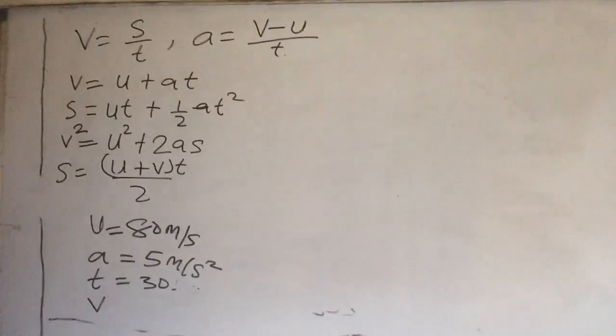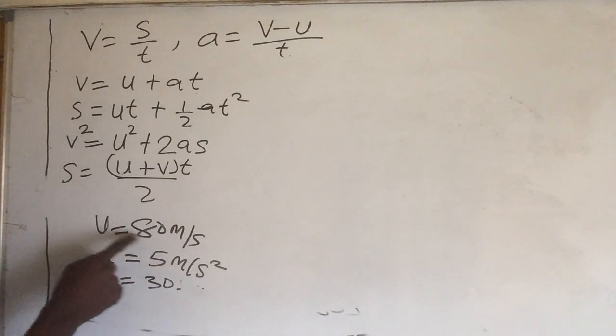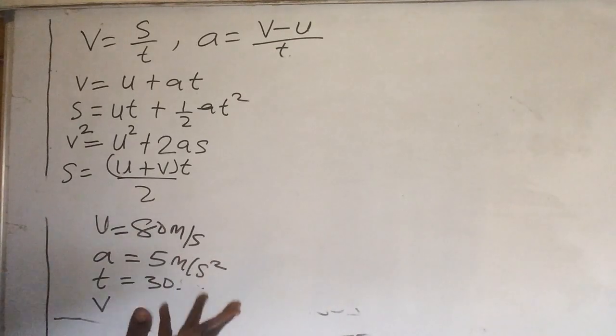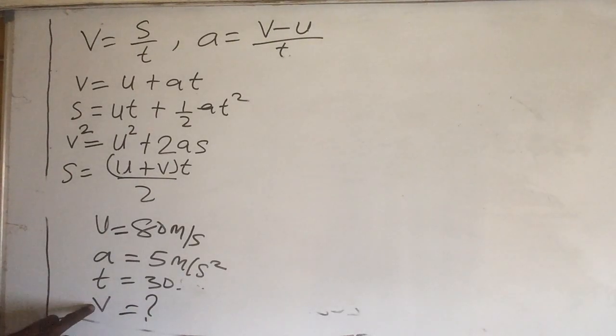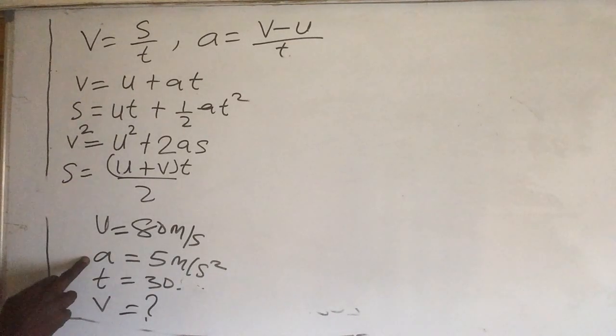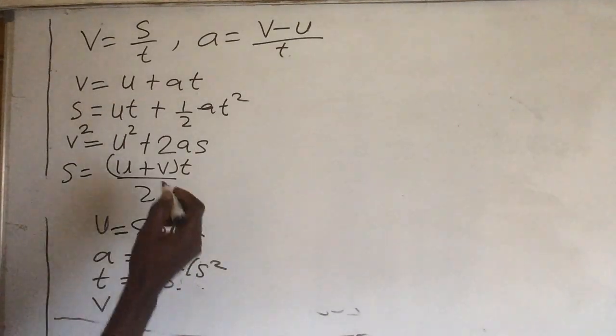Now coming to this place, you can see the given. They gave us 80, that's the initial velocity. The car was moving with an acceleration of 5 meters per second square. And they say you should calculate the V, that is the final velocity, when the time is 30. So which formula do we use now? U is here, A is here, T is here, V is here. So I think the first formula is what we will use.